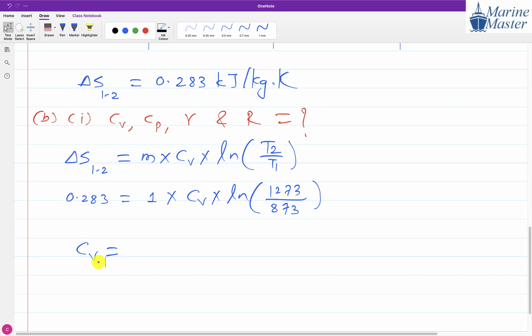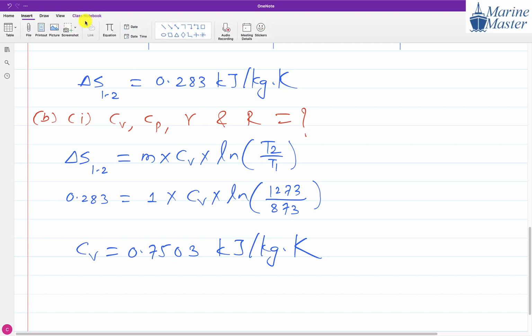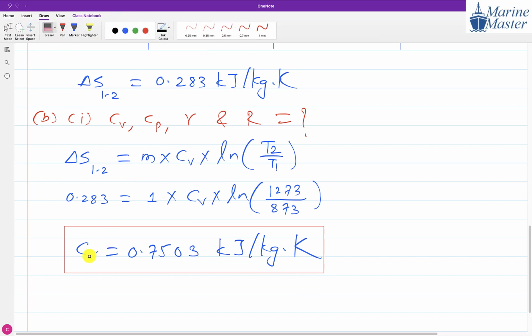Please do the calculation and tell me the value of CV. 0.283 divided by what? ln of what? 0.7502. Let me check myself once again. So 0.7502 kilojoule per kg Kelvin. Before going further, please write down this discussion. This V must be properly in suffix.